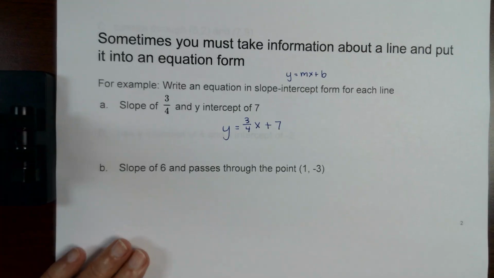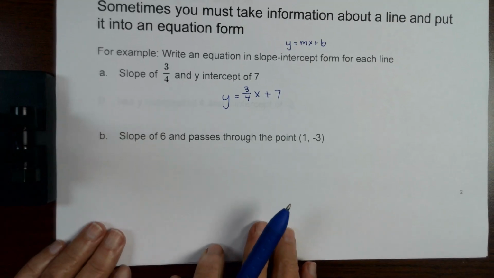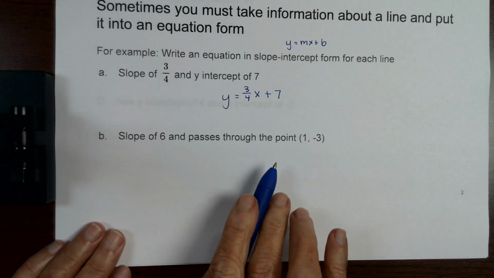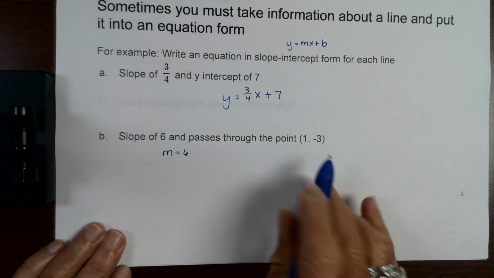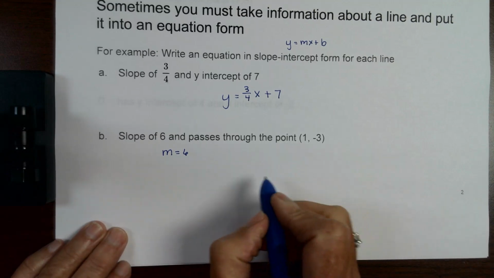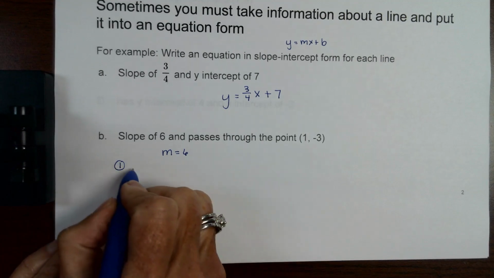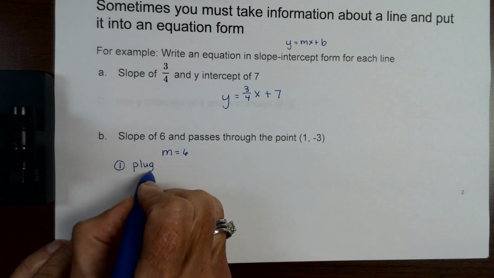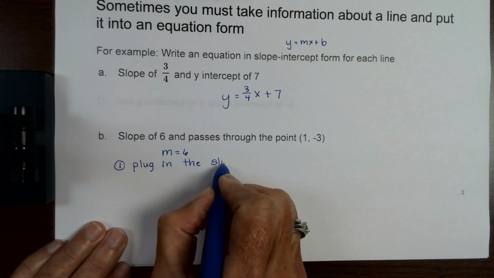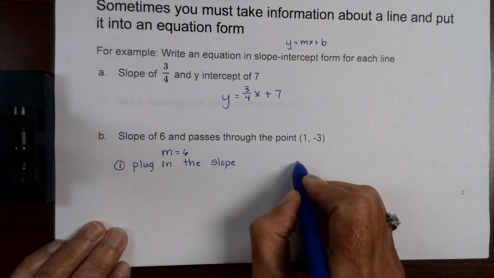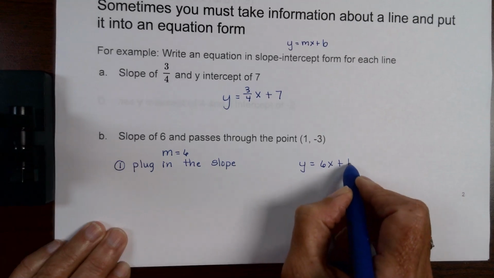Sometimes it's not as clear-cut as that. Like this next one, it tells me the slope of the line is 6 and it passes through this point. So I know the m is equal to 6. I do not know the b. We went through all these steps before. The first step was plug in the slope. So I'm going to go y is equal to 6x plus b.